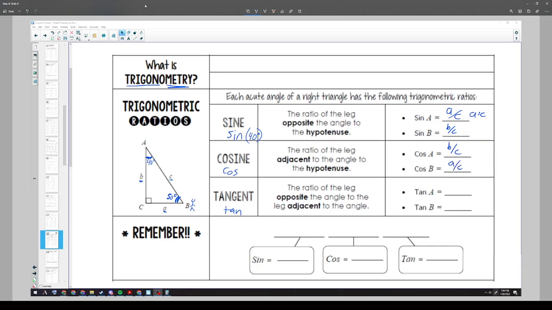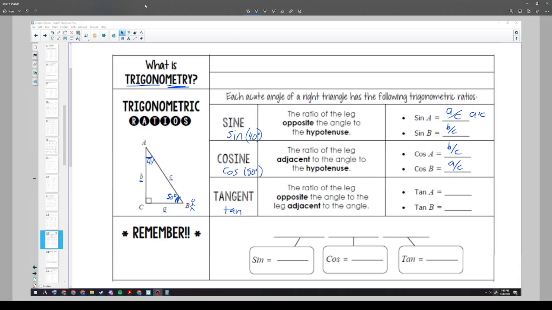So notice that those are exactly backwards. What A sees as sine, B sees as cosine. So they're basically flipped. You could say A is seeing the sine of 40, B is seeing the cosine of 50, and both of those are going to be the same thing. They're both going to be A over C. So sine 40 and cos 50 are the same.